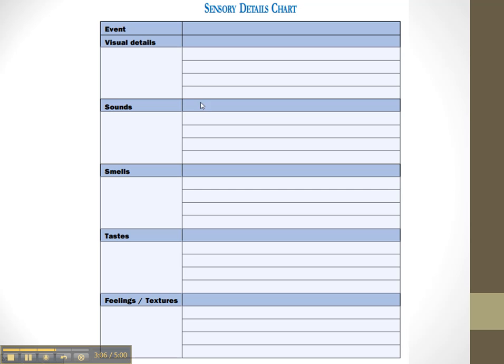The next thing we had to do was fill out our own sensory detail chart where we picked an event as a class. Each class had a different event. One class, for example, had the fair. Concert was one, fair was another. So let's talk about fair.